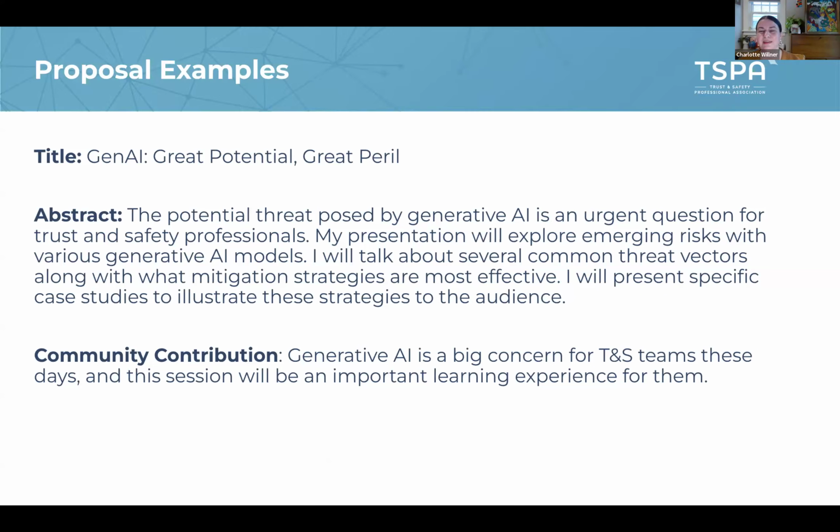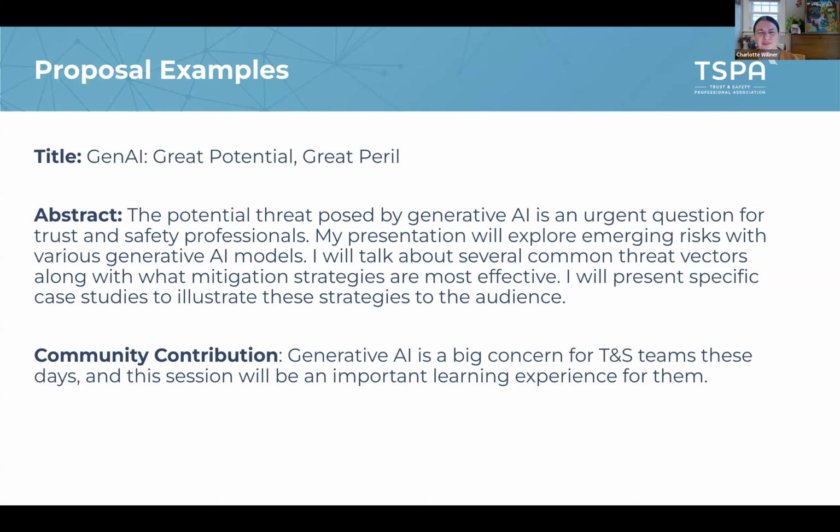Great. Here is an example of a type of proposal we might get, for a presentation: a 20-minute talk, 5 minutes of Q&A. This is a classic example of something that is really general and is not likely to be accepted at TrustCon. The title is Gen AI, great potential, great peril. Yes, we agree. Both of those things can be true. This is fake, by the way. I wrote this, so we're not picking on anyone specific except for me.